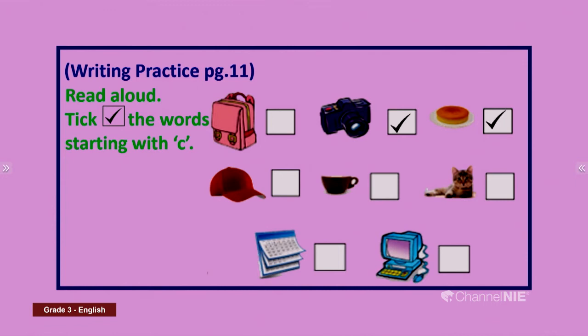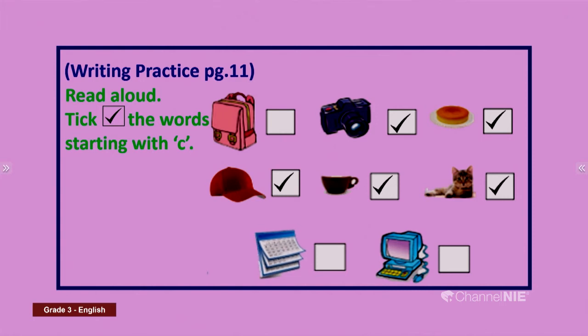Now what is the next picture? Cap. What is the first letter? C. Then we put a tick. Next, cup. What is the first letter? C. Then we have to put a tick. Next picture, cat. What is the first letter? C. Then put a tick.